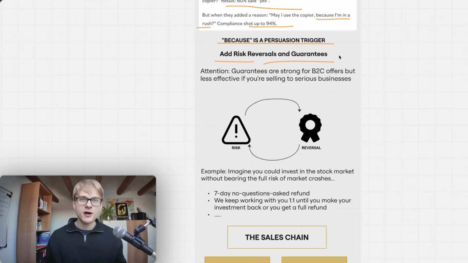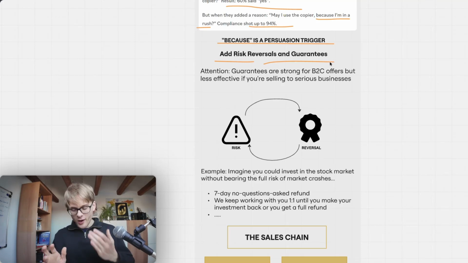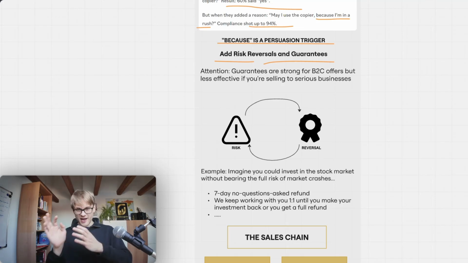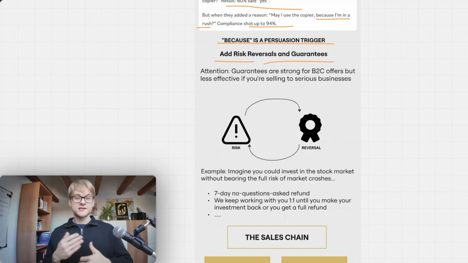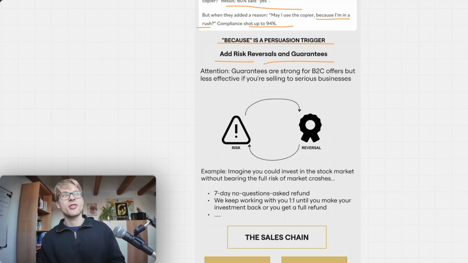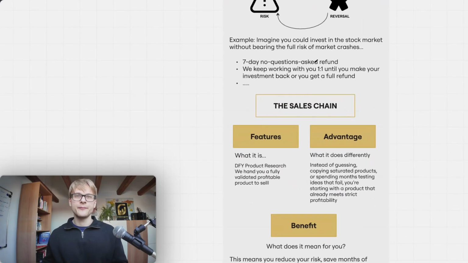Guarantees are strong for B2C offerings, but they're less effective if you are dealing with a more serious business, because a lot of businesses are willing to take risks. They know that you need to take risk to actually see results. And these kinds of sketchy guarantees aren't the best thing. They might even steer some customers away.